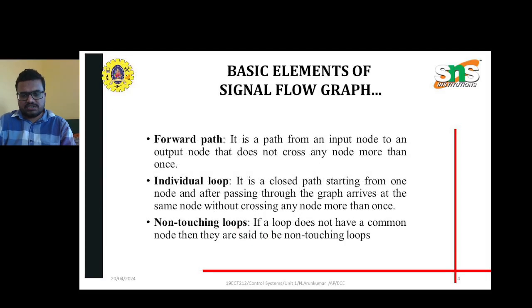Forward path. It is a path from an input node to an output node that does not cross any node more than once. Individual loop. While considering a forward path, the individual loop is the essential factor for getting an output, because only one loop is allowed for a forward path. If more loops are present in the forward path, then we have to eliminate the corresponding forward path by non-touching loops. If loops do not have any common node, then they are said to be non-touching loops.